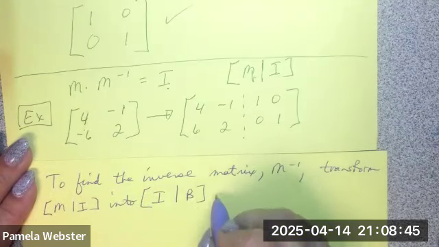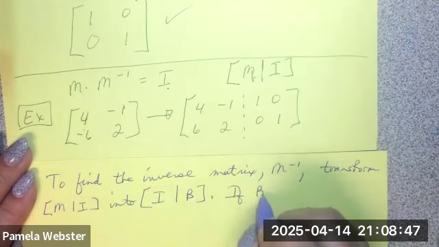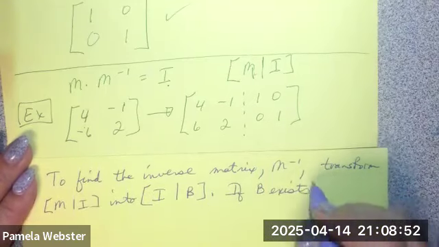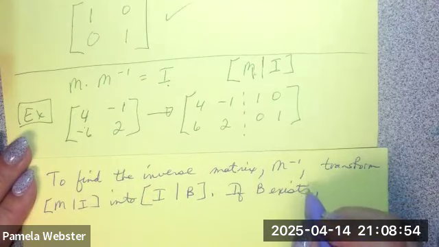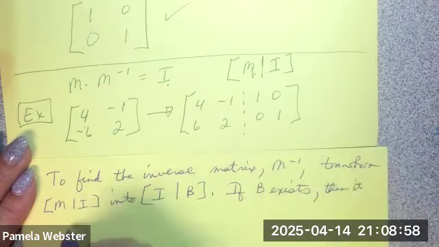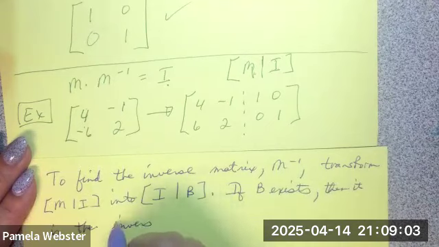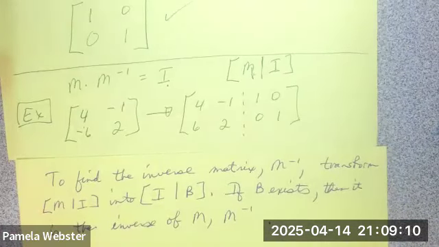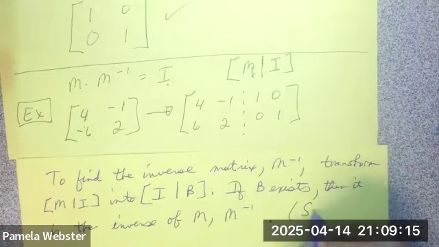Okay. And then if B exists, because sometimes these things don't work out right. If B exists, then it is the inverse of M, and we're going to again call it M inverse. So as long as M is a square matrix and all that good stuff. So this works for square matrices.